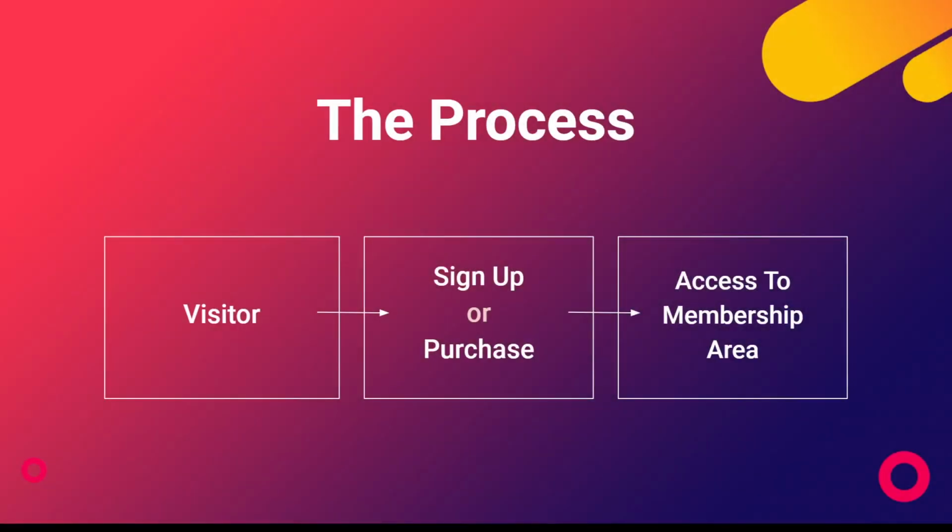So what is the process basically? You have a visitor. They either sign up for free, for example, to become a member and get access by submitting their information, or purchase access. So they can purchase access to that area if it's some kind of a course, or purchase individual mini courses to access only that specific course itself. And of course, after that would be the access to the membership area and whatever information you want to have inside.